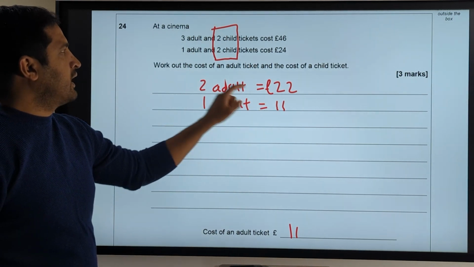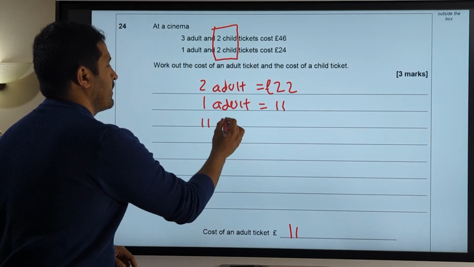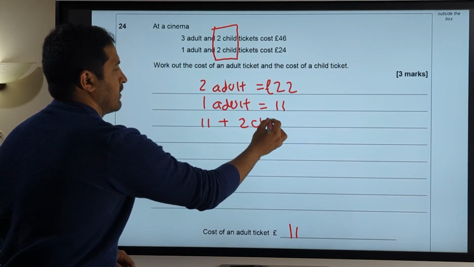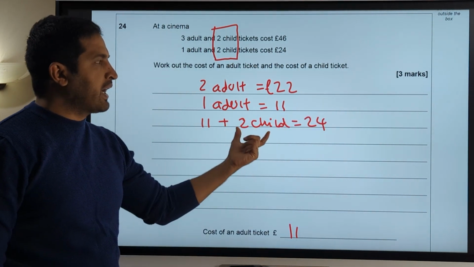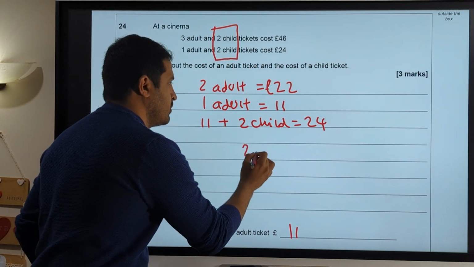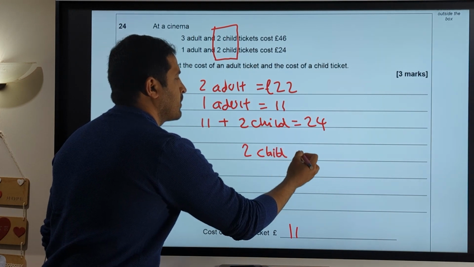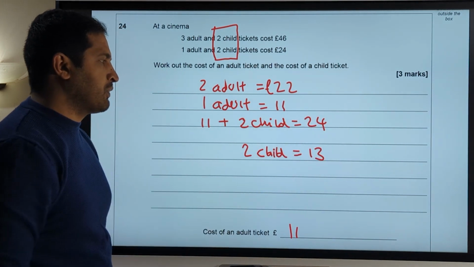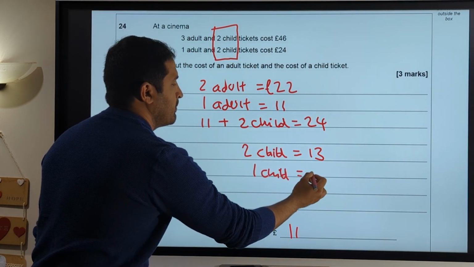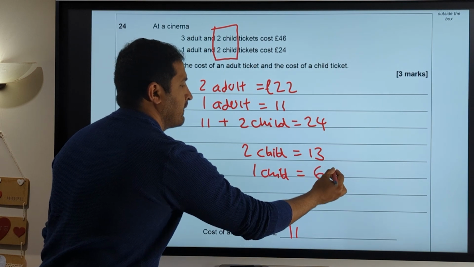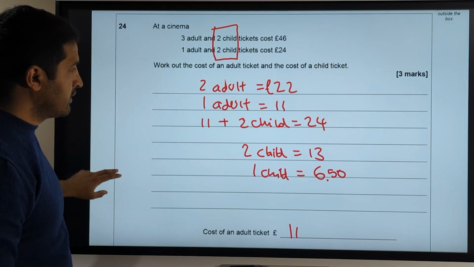Then we're looking at the next one here. If 1 adult costs £11, we can use this one here. So 1 adult is 11 plus 2 children's tickets will cost you 24. So if I take away the £11, we work out what the child ticket will cost. So 2 children's tickets will cost you £13, 11 taken away from 24, so that's 13. So 1 child will be half of 13, which is £6.50. So children's tickets cost you £6.50.